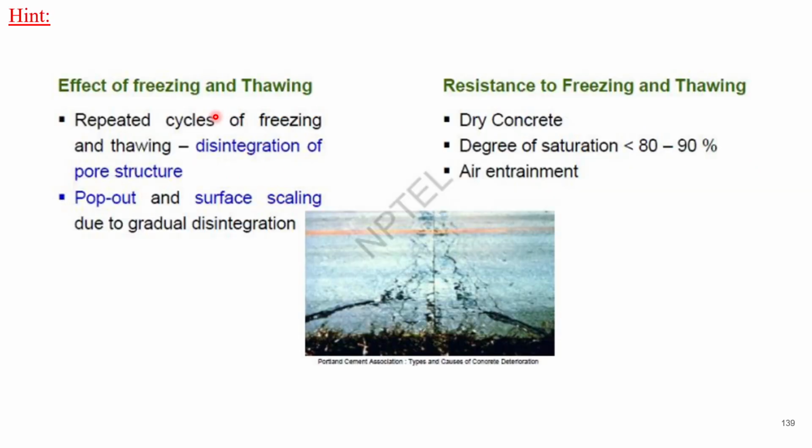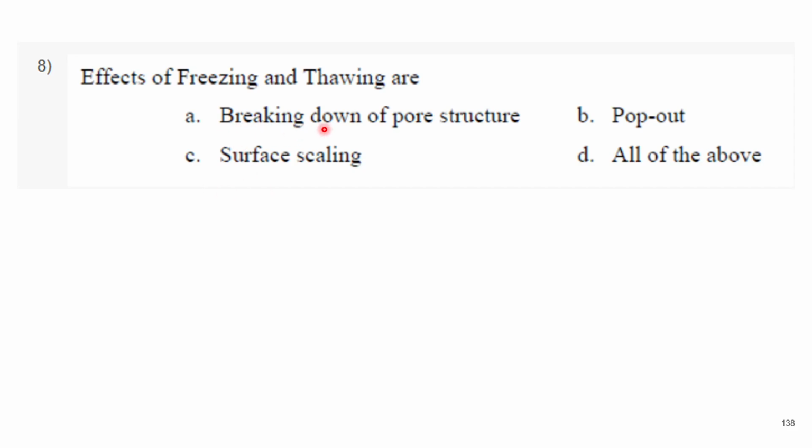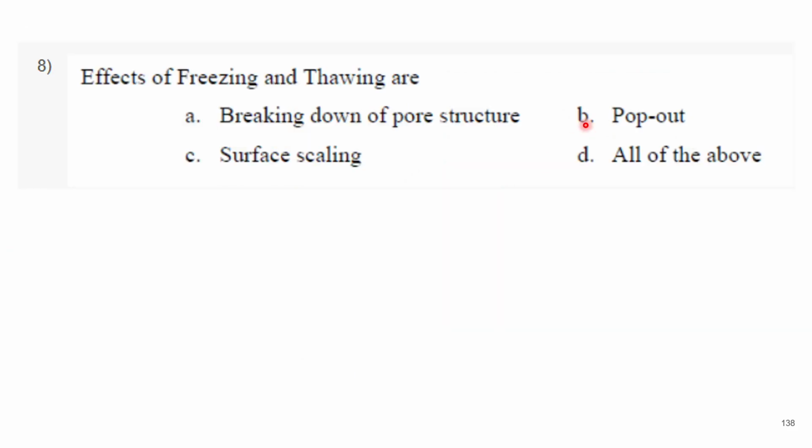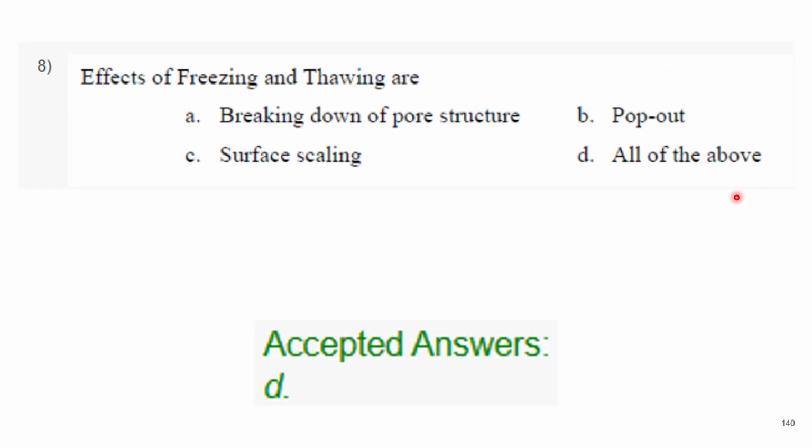If you remember, we studied in this slide the effect of freezing and thawing. The repeated cycles of freezing and thawing result in disintegration of pore structure, that is, breaking down of pore structure. So A is correct. Because of this gradual disintegration, it also results in pop out, so B is also correct, and surface scaling, so C is also correct. So all are correct. D, all of the above, is correct.